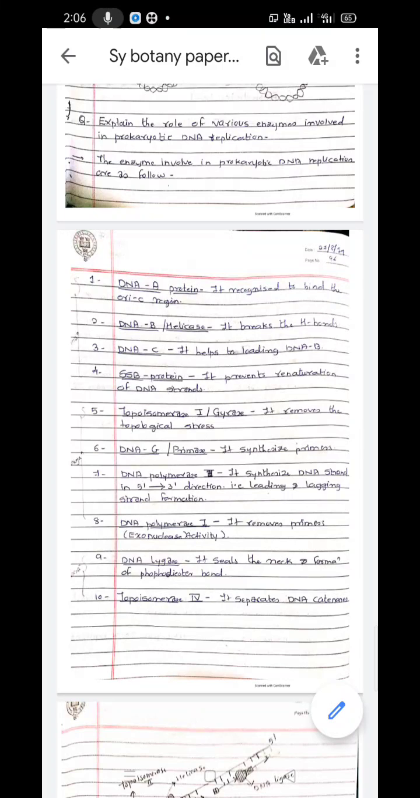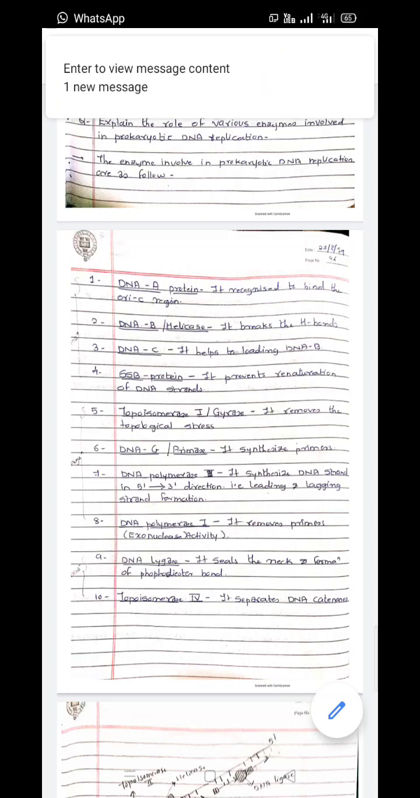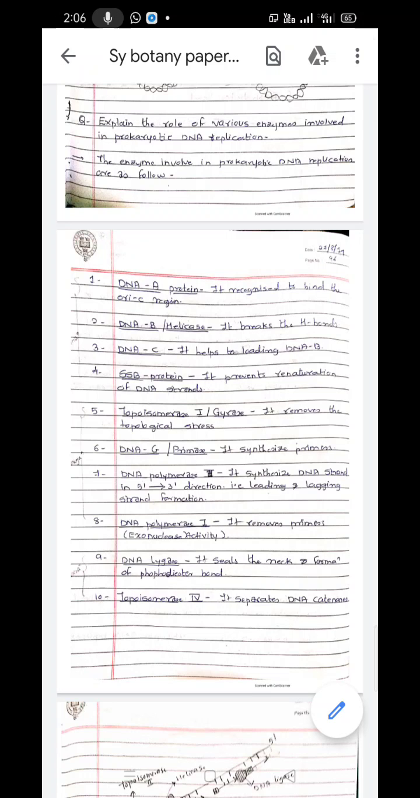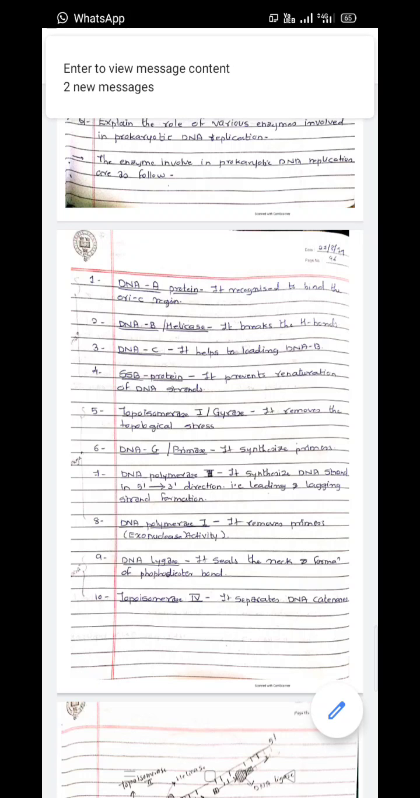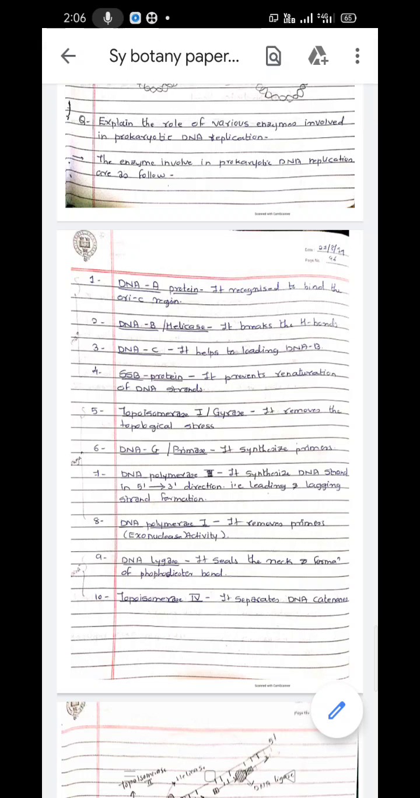Then the third enzyme used in this replication is DnaC. DnaC helps in loading DnaB. This also helps in breaking the hydrogen bonds.